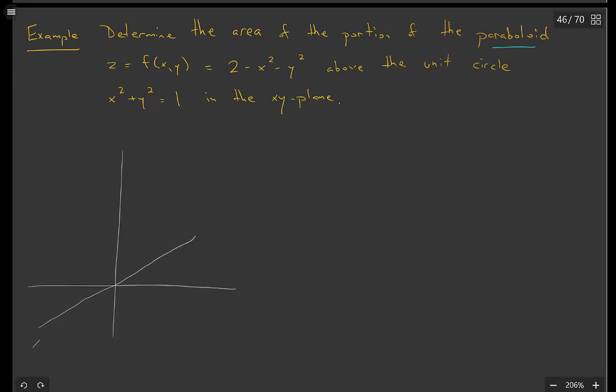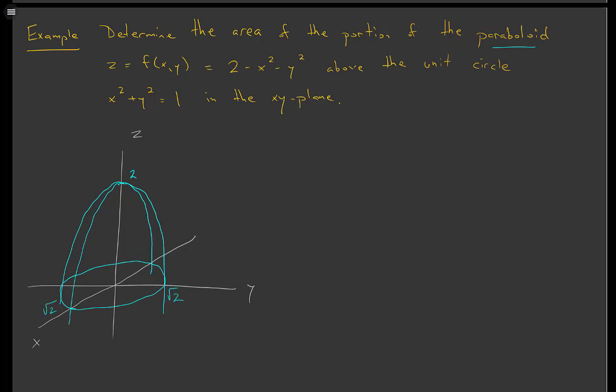So we've got our x, y, z axes, and then the paraboloid opens up downwards with its vertex at z equals 2 on the z-axis. When z is equal to 0, we'll have x squared plus y squared is equal to 2, or in other words, we'll get a circle of radius square root of 2. So that's what we've got going on in the xy plane for this paraboloid.